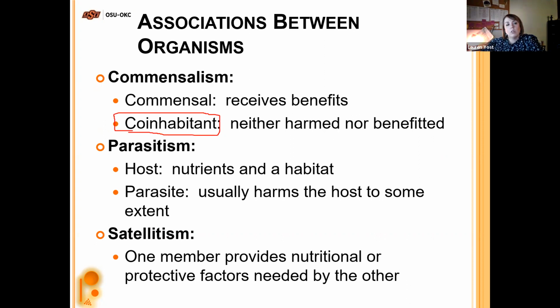Parasitism: the host gives nutrients and habitat. The parasite harms the host and gets the nutrients and habitat from the host. Satellitism is just one member providing nutritional or protective factors needed by the other. Don't worry about that one too much.